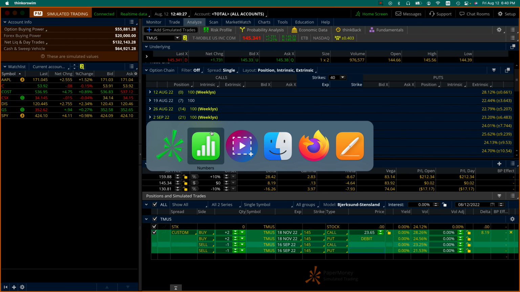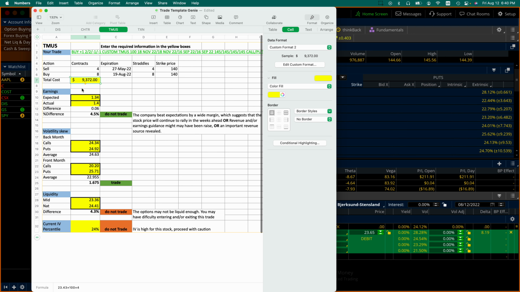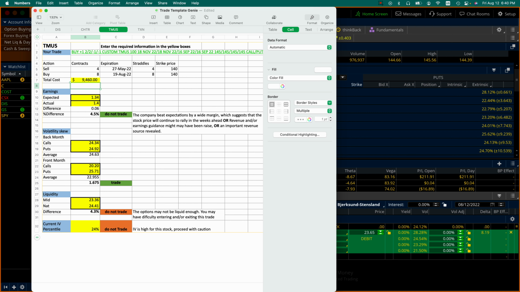Copy the trade, take it to the spreadsheet, paste it there. And my price is 23.65. 23.65 times 4, and that's again 9,400, close enough to 10,400, and that's 1,000 less. So adding one more won't help us. All right, so that looks good.